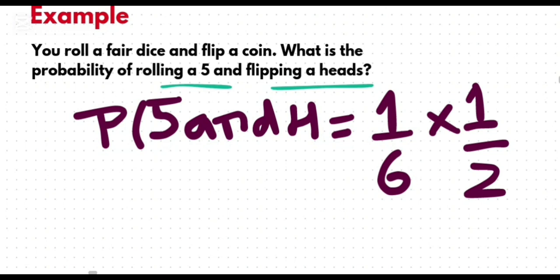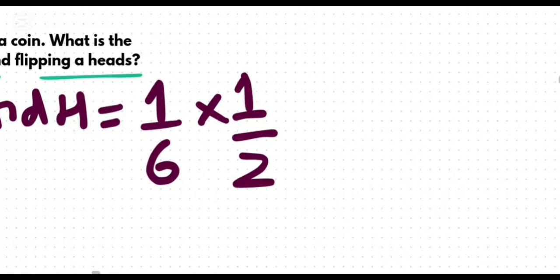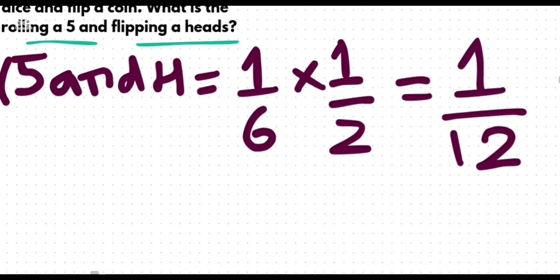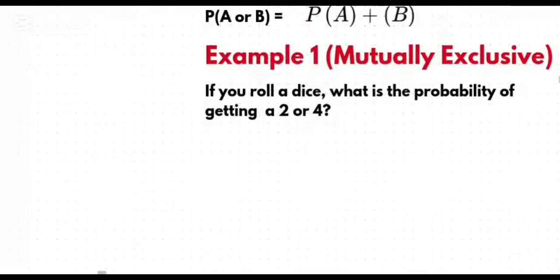So we will get the answer is 1 by 12. See, these questions are very easy. Now we are talking about the OR rule.